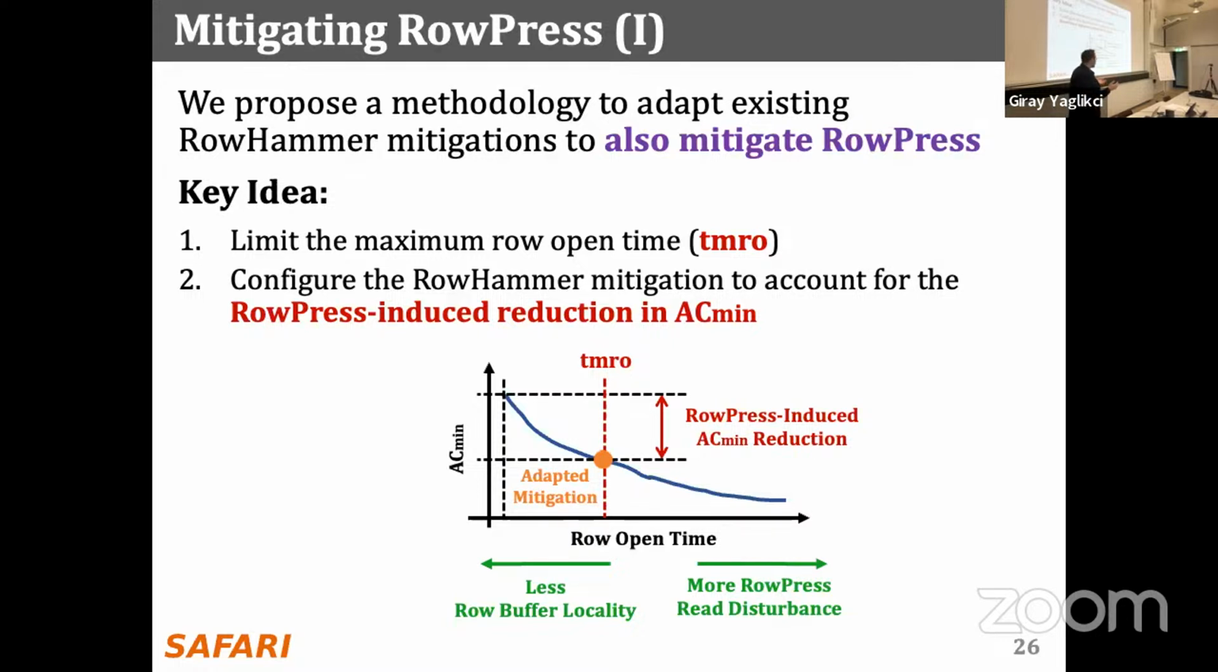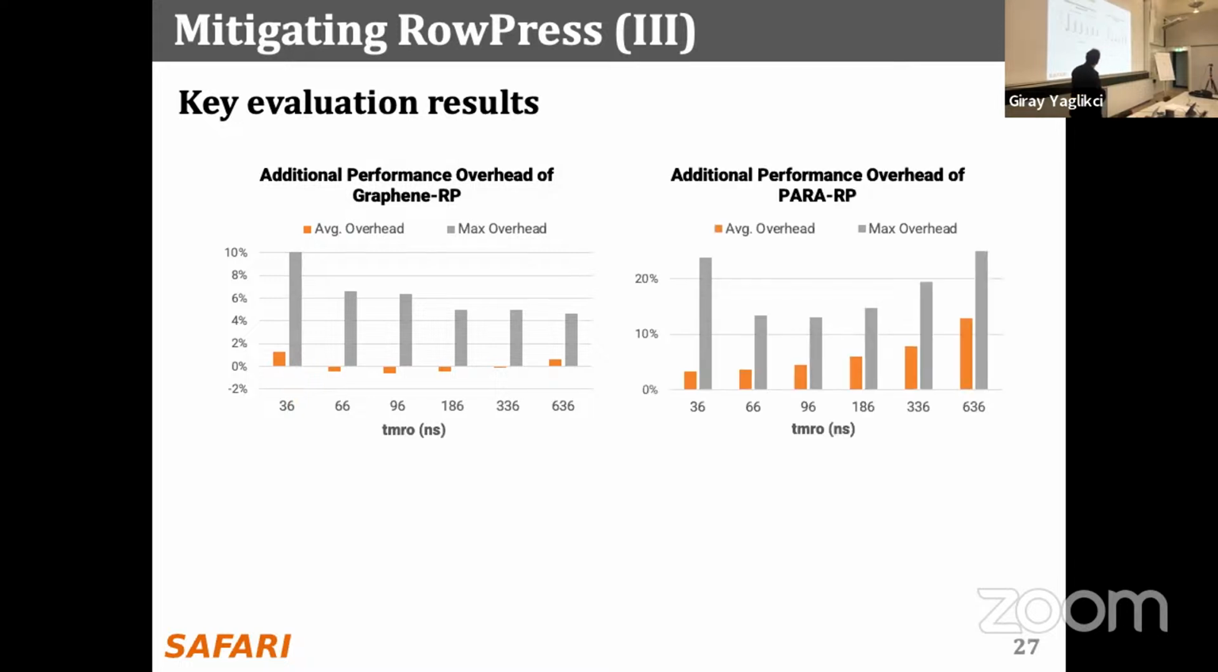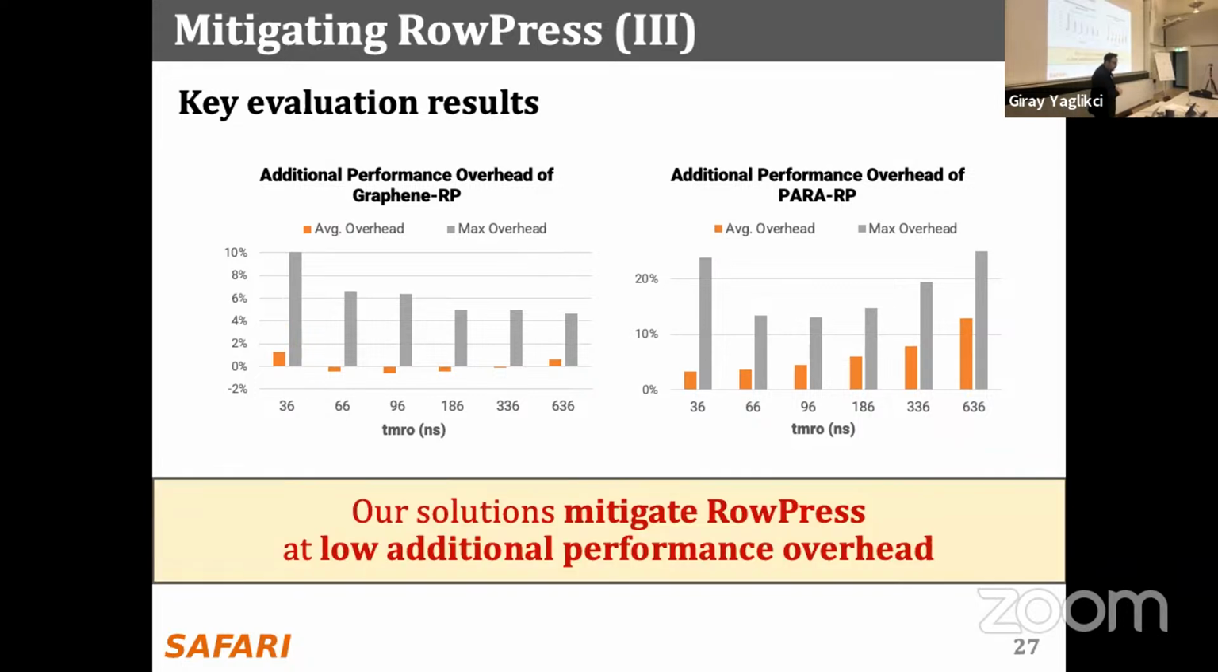There's another paper in the field that will be published in MICRO this year, next month, called Impress, that does that. So these are our evaluation results. We adapt two of the existing RowHammer mitigation mechanisms, Graphene and PARA, by doing this change. And here are our performance overhead results. We conclude that our solutions mitigate RowPress at low additional performance overhead.